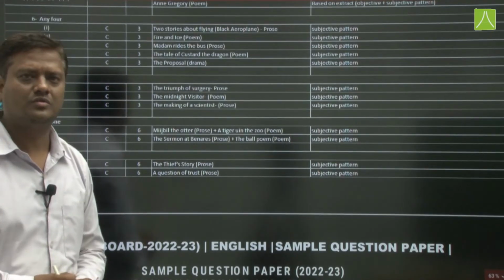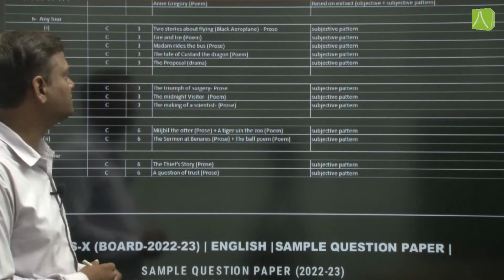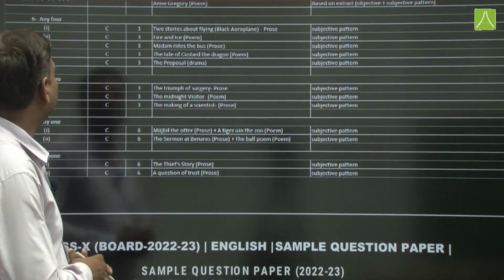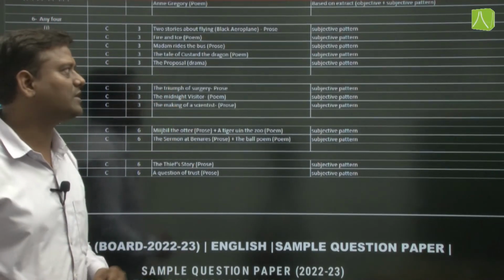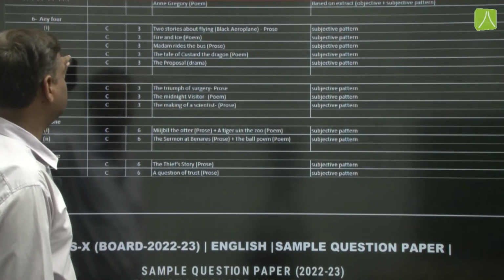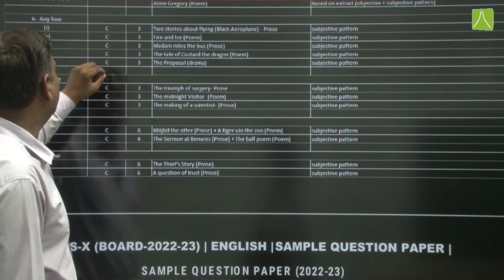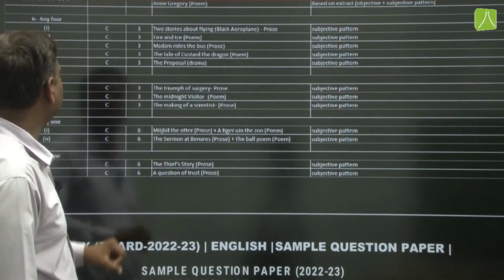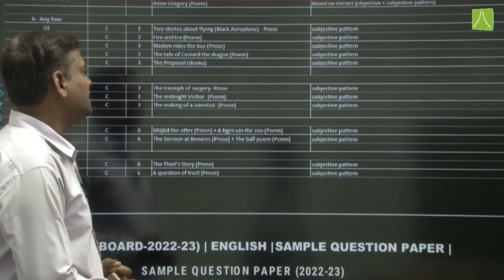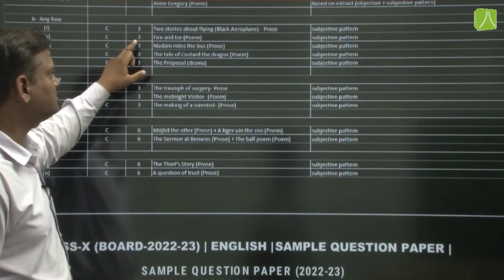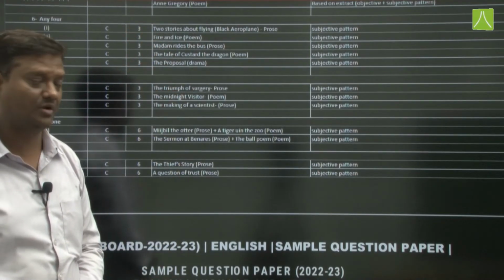Then we have short answer questions to be answered in 40 to 50 words. That will be the next question, question number 6, in which we have 6 questions. From these 6 questions, we are to attempt any 4. Each question will carry 3 marks, and the questions will be related to our book First Flight, poem, drama, chapter.